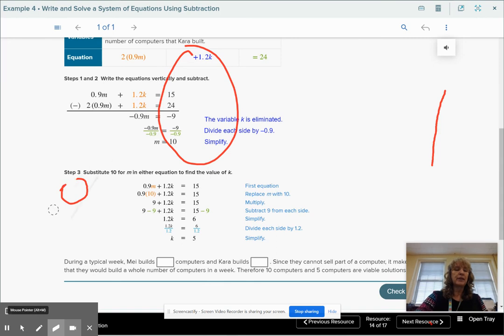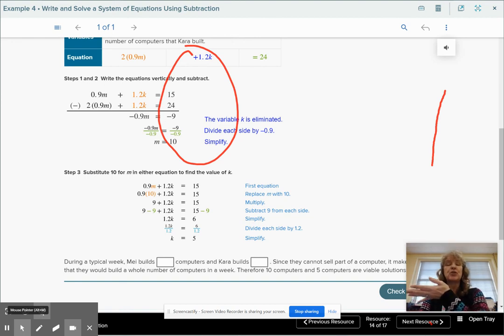Let me go ahead and get rid of this for you. Okay, then it's a matter of just algebra. 0.9m minus 2 of 0.9m's is just negative 0.9m. And then 1.2k minus 1.2k is 0, so negative 0.9m is equal to negative 9. And then they just divided and they got m equals 10. So Maya made 10 computers.